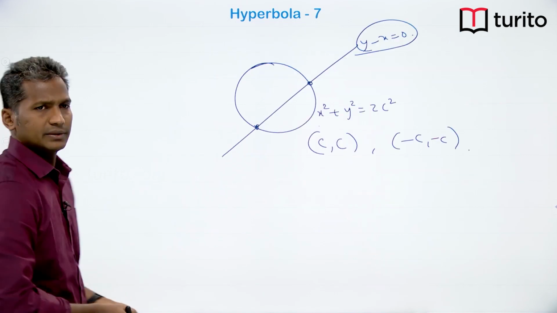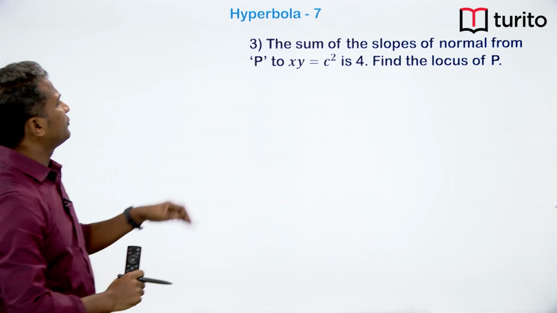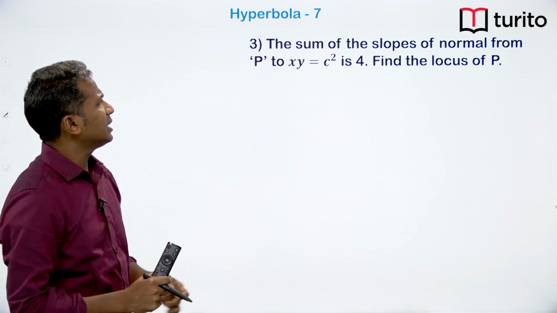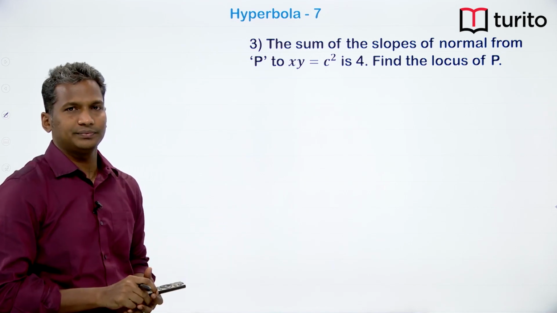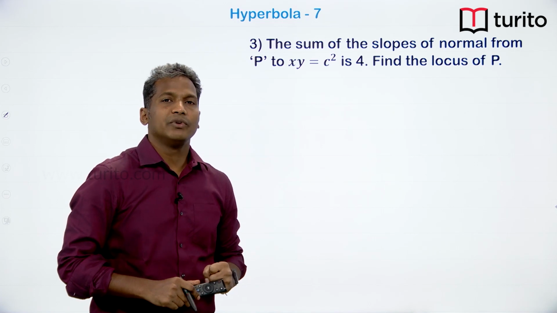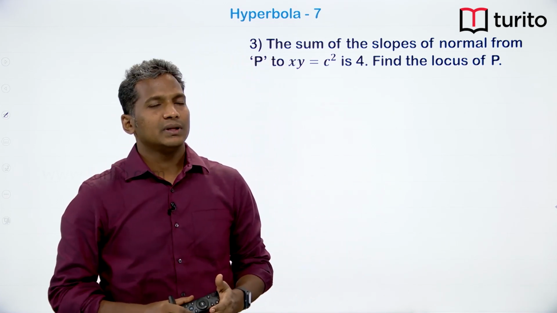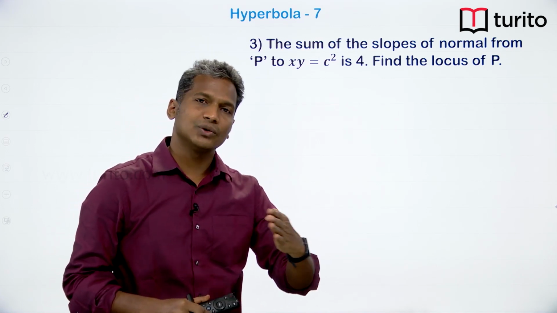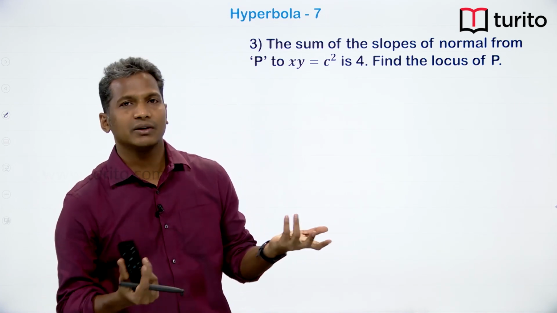Okay, next question. The sum of the slopes of normals from P to xy equal to c square is 4, it is given. Find the locus of P. So that means we need equation of normal here. We don't remember the equation. Let's assume that we don't remember. Then where do we start with? We start with the tangent, we go to the normal. Now we just remembered the tangent. What is the equation of tangent?